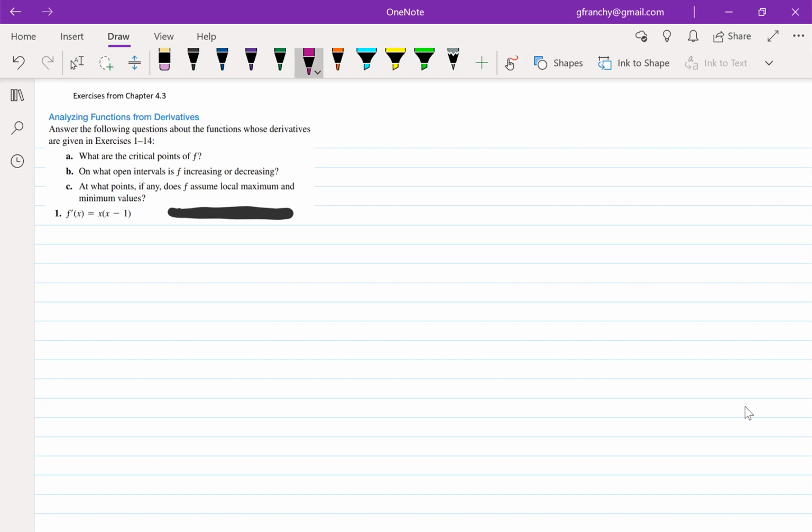So let's go ahead and start with part A. We find the critical points where the derivative is either equal to 0 or undefined. Well, x times x minus 1 isn't undefined anywhere, but it does equal 0 at either x equals 0 or x minus 1 equals 0, which gives us 1.